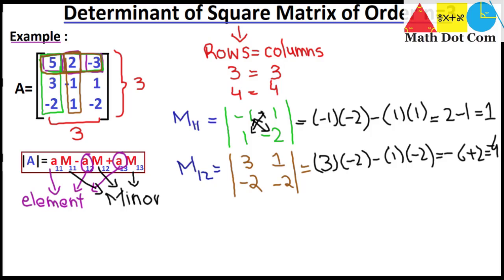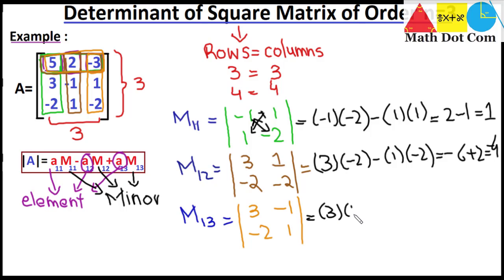Then lastly we have the element at 1, 3 location, M13. M13 can be found easily by considering the element at 1, 3 location, that is -3, and we have to delete the row and column in which that element lies and consider the rest of the elements of the matrix. So the rest of the elements are 3, -2, -1 and 1. What will be the determinant? Let's see. 3 into 1 minus -1 into -2. What we will get is 3 minus 2, that is equal to 1.